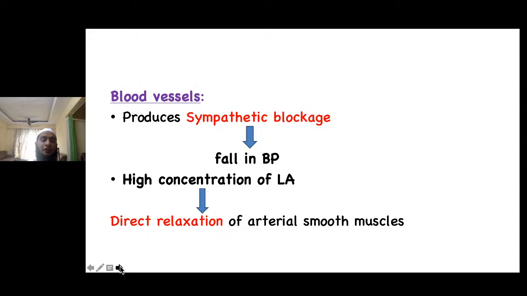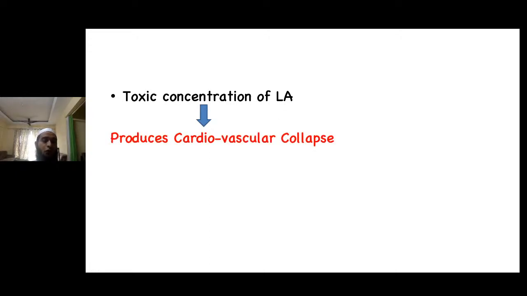So when there is a very severe decrease in blood pressure, it is produced by the local anesthetic. At toxic concentration of local anesthetics, it produces cardiovascular collapse, meaning it decreases the blood pressure. And we know that for normal functioning of the heart, normal blood pressure is required. Since it reduces the blood pressure by relaxing the arterial smooth muscle, at very toxic concentration of local anesthetic it produces cardiovascular collapse.